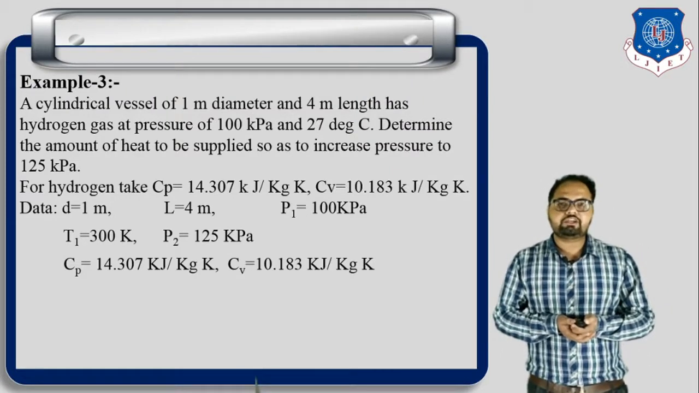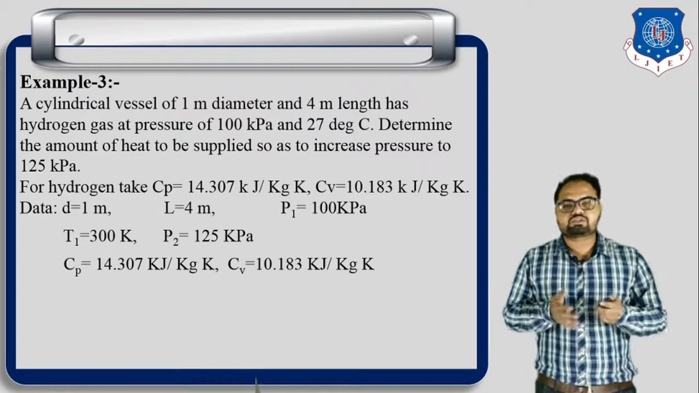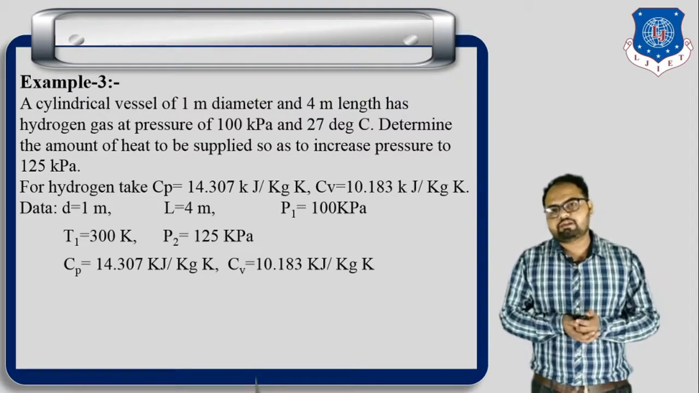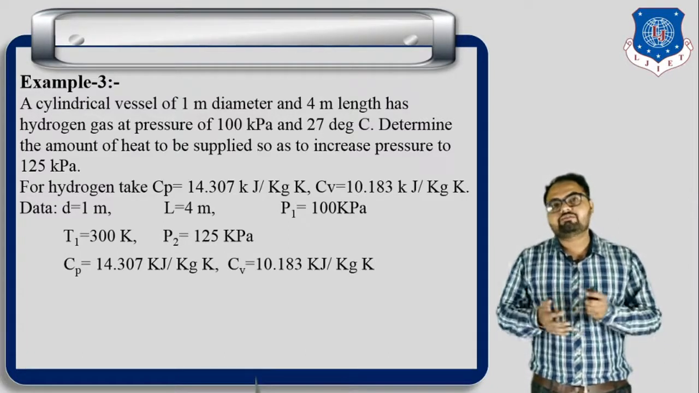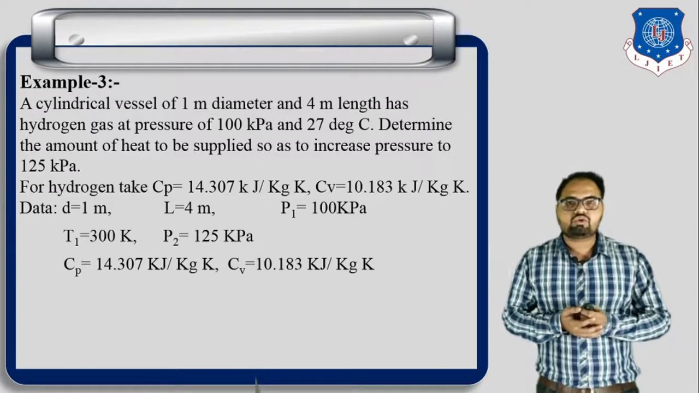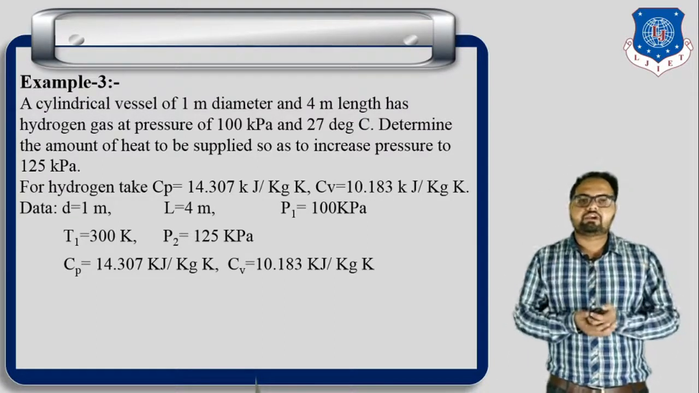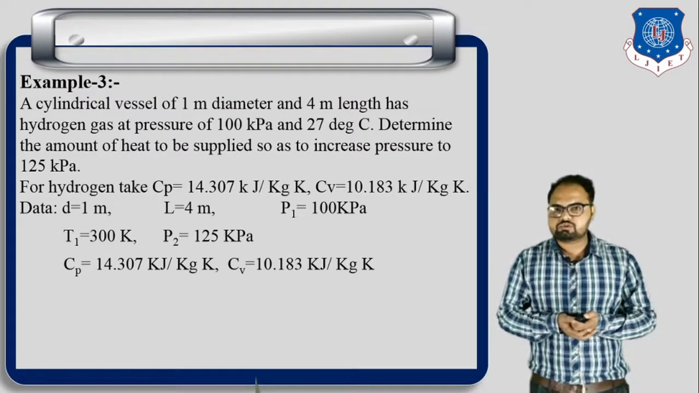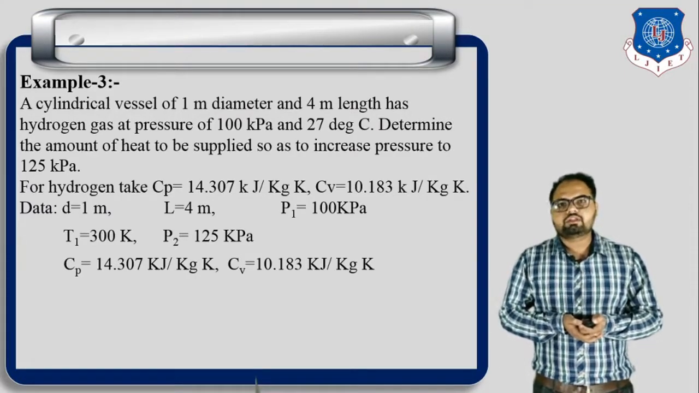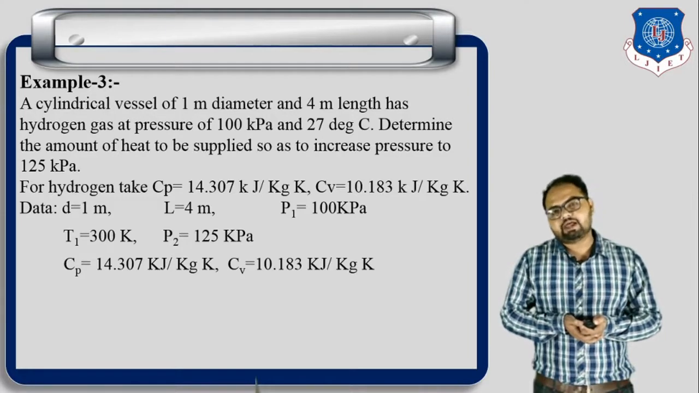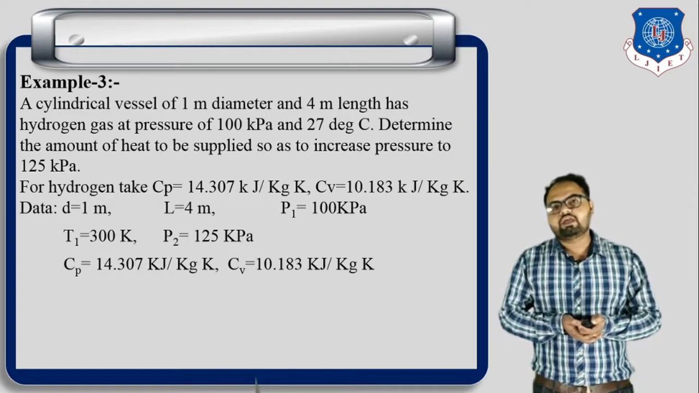Now first of all we need to determine which process is followed in this numerical. Here you can see that the cylindrical vessel is filled with hydrogen gas. We know that the volume of the cylindrical vessel remains constant throughout the process, so this is a numerical of a constant volume process. We need to find out the amount of heat to be supplied, that is delta Q, and we know that the equation for delta Q is m Cv (T2 minus T1).